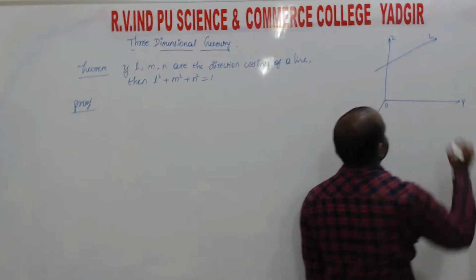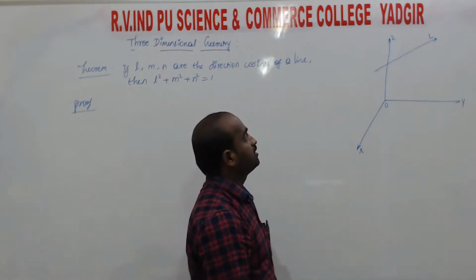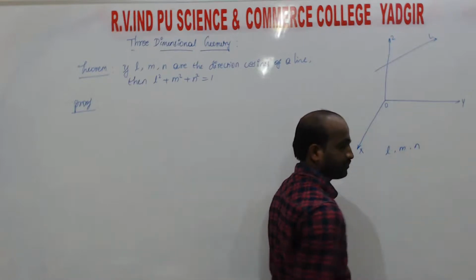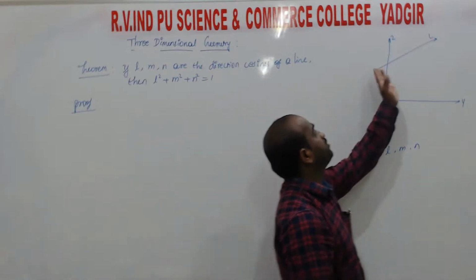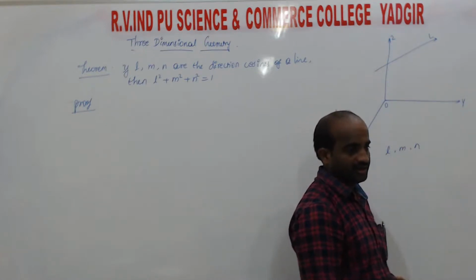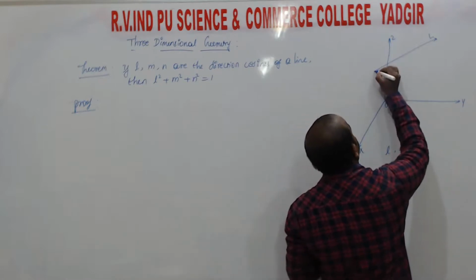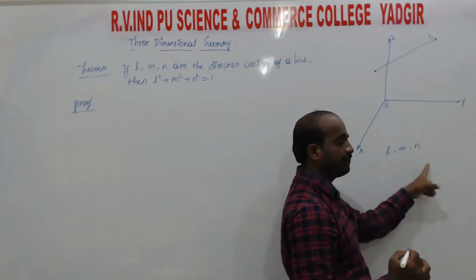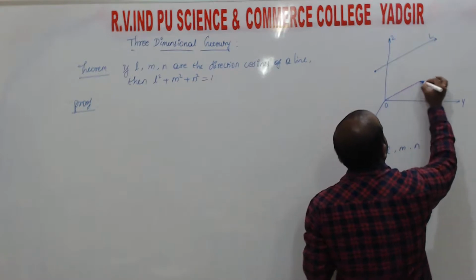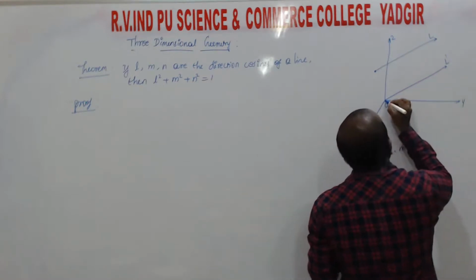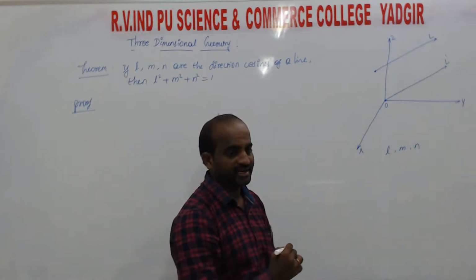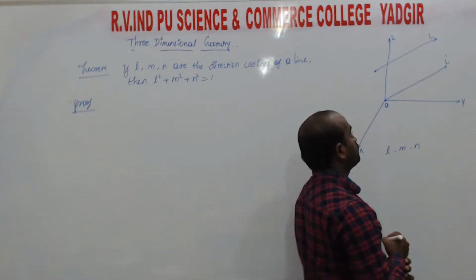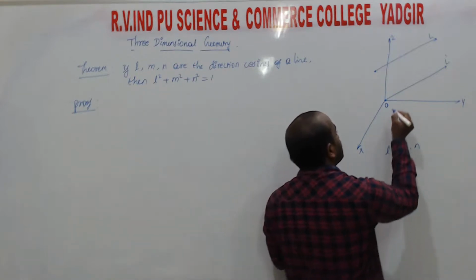Let L be the directed line segment in the space whose direction cosines are l, m, n. Next, let L dash be the corresponding directed line segment through the origin O.